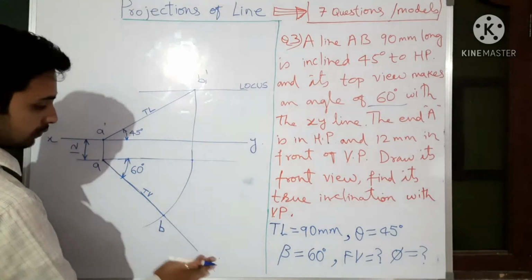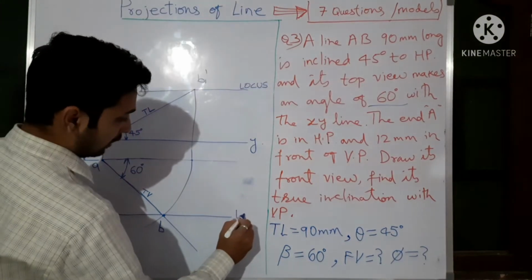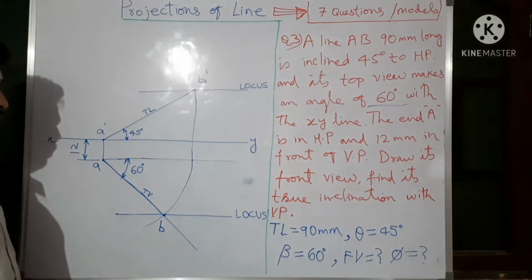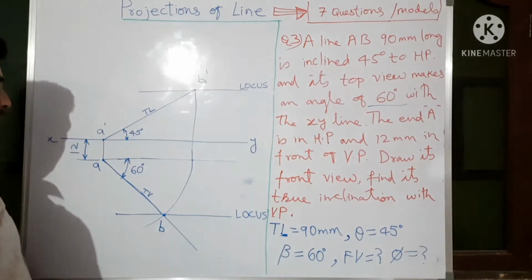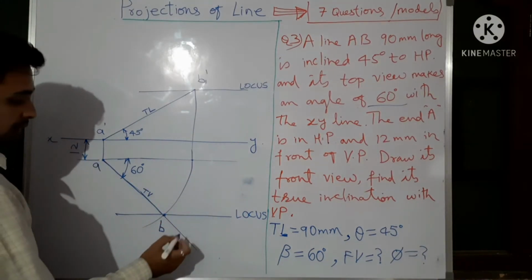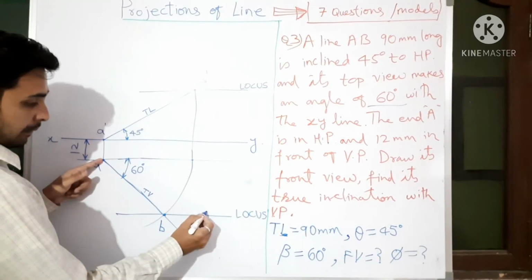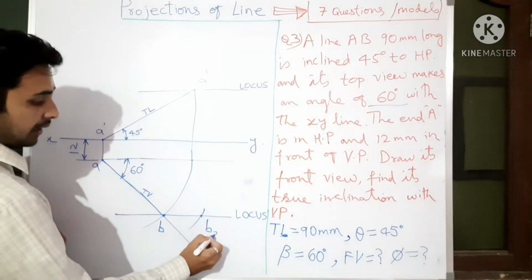Now here is the end point. Draw the locus. Okay, now what to do? As soon as you got the locus, you know true length. You can take 90 mm as a radius. Keep it here. You can draw the arc here, like this. I will take from here to here. So this is your B2.